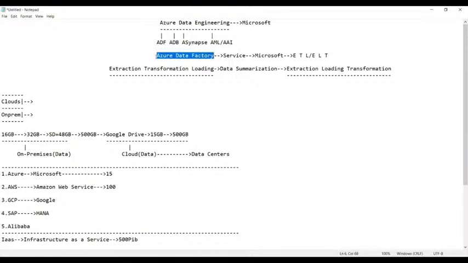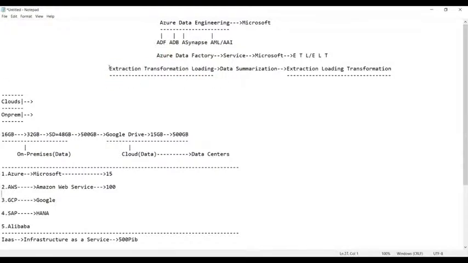And as we know, Azure Data Factory is a service provided by Microsoft to perform the job of ETL, which stands for extraction, transformation, and loading. So now, guys, let us see what exactly ETL does, with the help of an example.